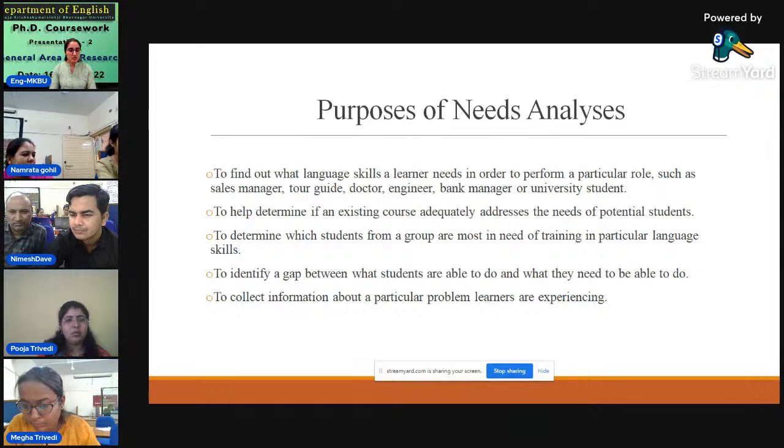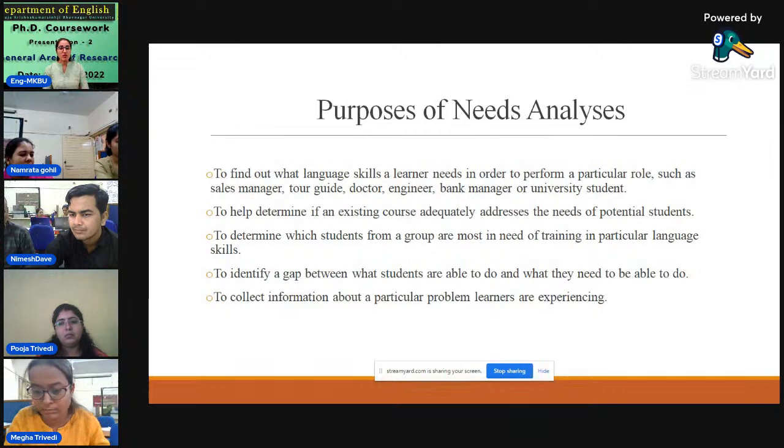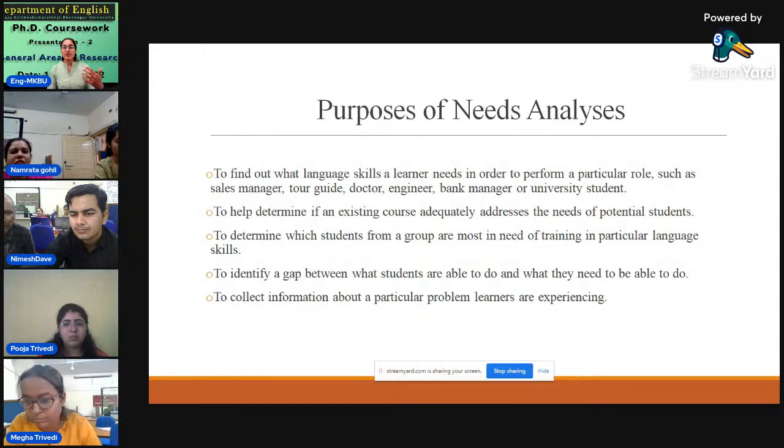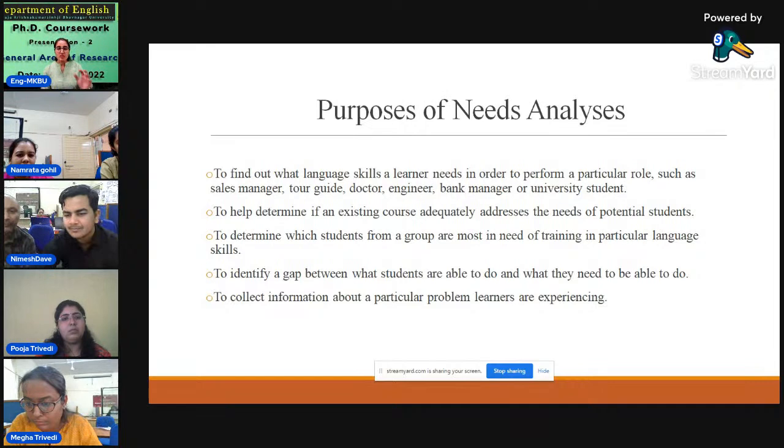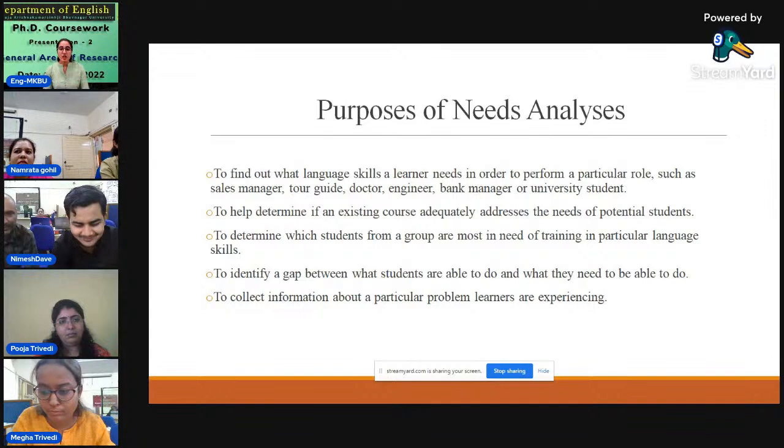So the very first thing is to find out what language skills learners need in order to perform a particular role. For example, if I want to do the job of a tour guide, what kind of skill do I require? Convincing skill, negotiation skill, or communication skill in general. So according to the role that one should perform in the future, like if you want to be a sales manager, doctor, engineer, bank manager, or a university student or university teacher, you require a specific kind of language or specific kind of language skills. To know that skill, the need analysis could be done.